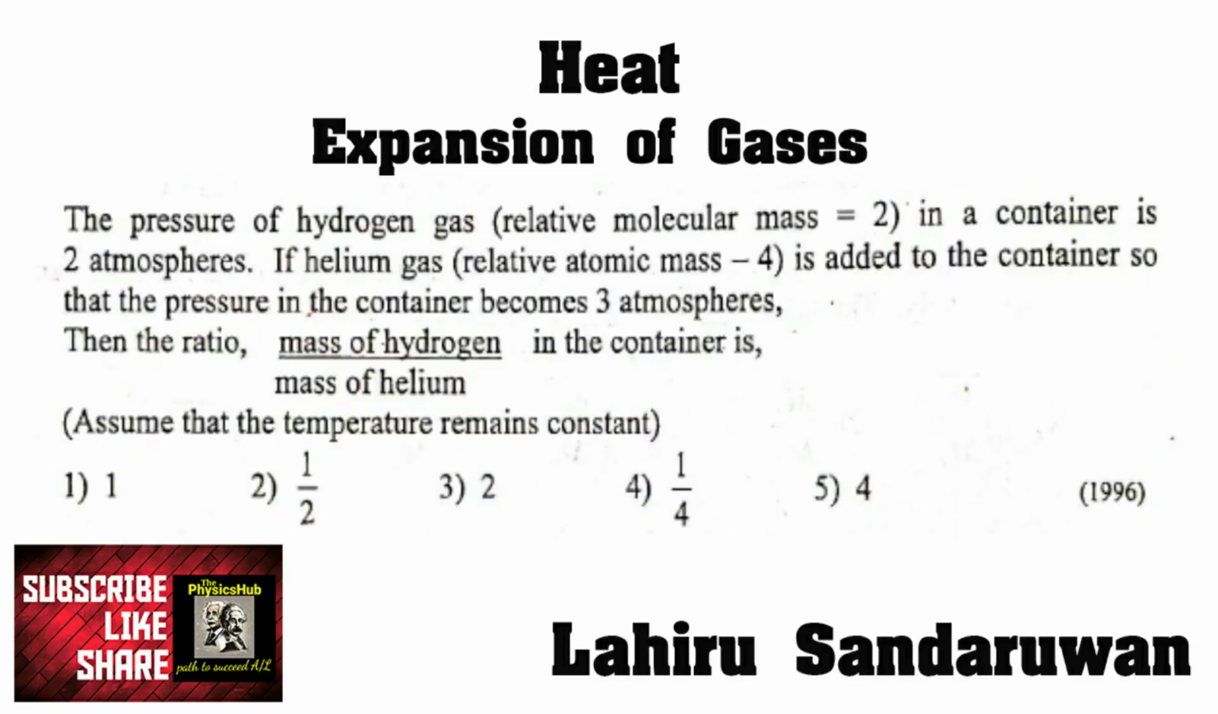Pressure of hydrogen gas. Relative molar mass is given 2. In a container, the pressure is 2 atmospheres. If helium gas, relative atomic mass 4, is added to the container so that the pressure in the container becomes 3 atmospheres, the ratio mass of hydrogen divided by mass of helium in the container is. Assume that the temperature remains constant.